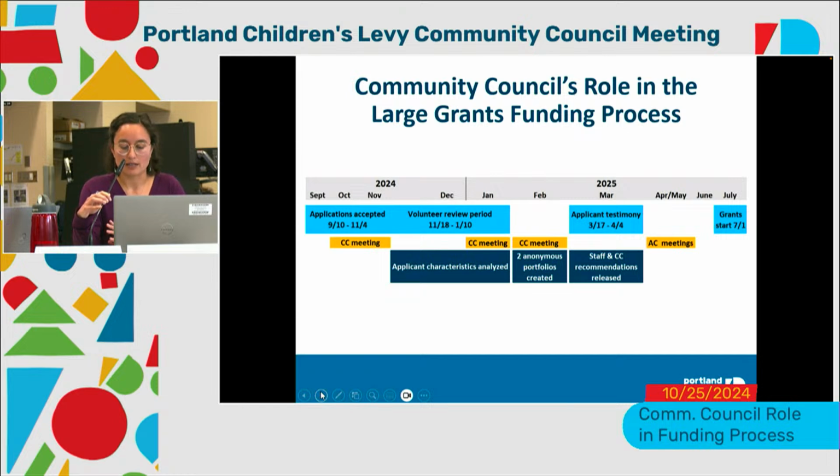You will then reconvene at the end of February, where we will ask you to recommend one of the 2 anonymous portfolios for funding to the allocation committee. At the beginning of March, the recommended portfolio will be made public and sent to applicants and the allocation committee. Applicants will have the opportunity to submit testimony in response to recommendations between mid-March and early April. The allocation committee will convene at the end of April to make funding decisions, and these decisions will be sent to the Portland City Council for final approval. Once approved, grants are going to start on January 1st.